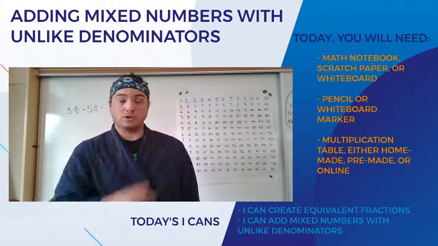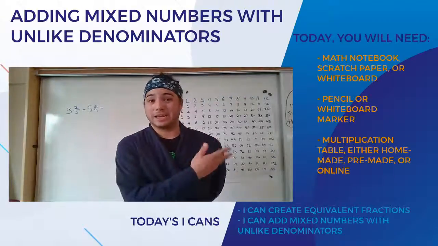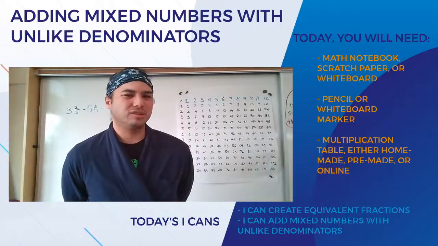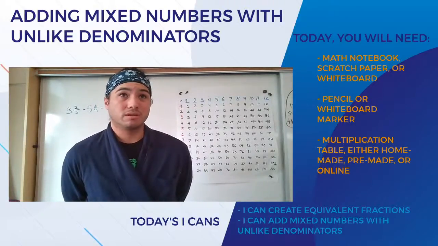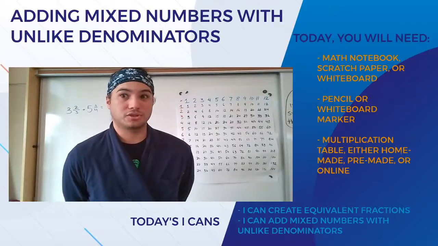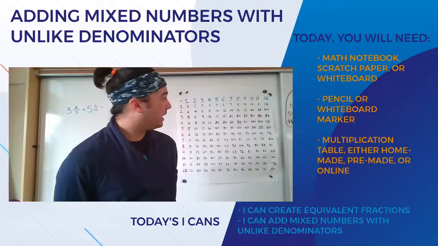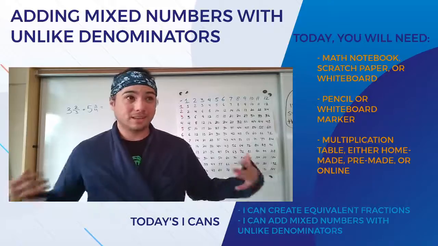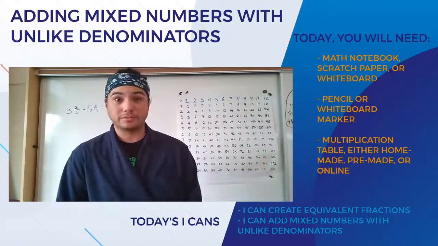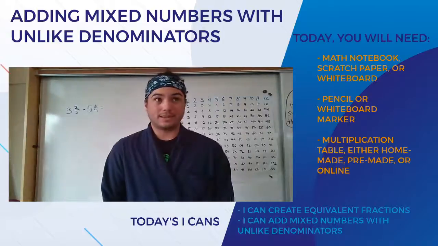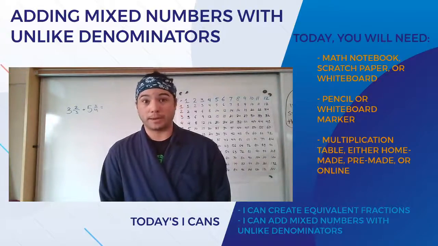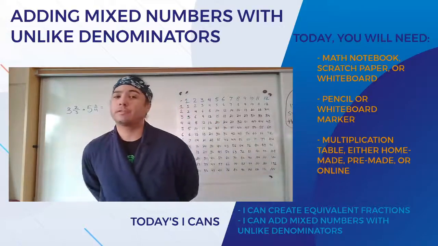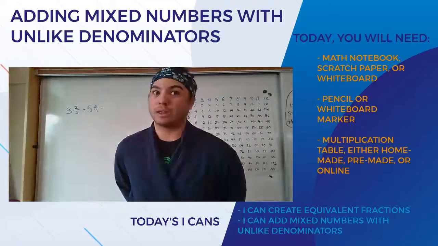You're going to need the usuals: something to write on, something to write with, and our handy dandy multiplication table, which I was kind of thinking we need to stop calling a multiplication table because it does so much more than just tell us our multiplication facts. Today we're going to see that, with only the information in our multiplication table, it tells us all kinds of fraction information too. So it's not just a table that tells you what times what equals what. It does a lot more than that, okay? And then here are our I can statements today. I can create equivalent fractions, and I can add mixed numbers with unlike denominators.